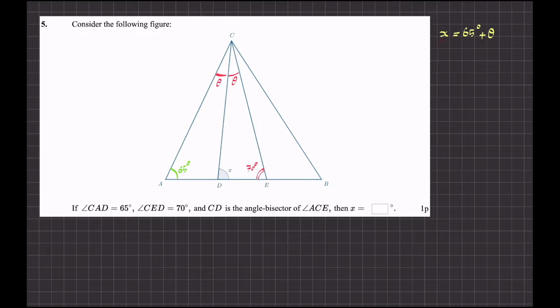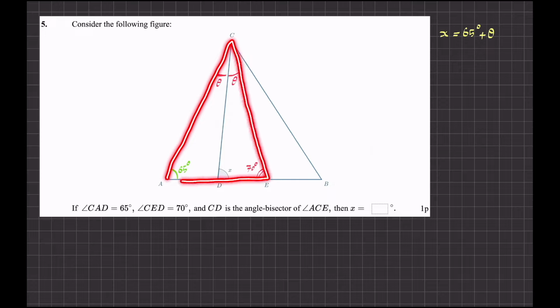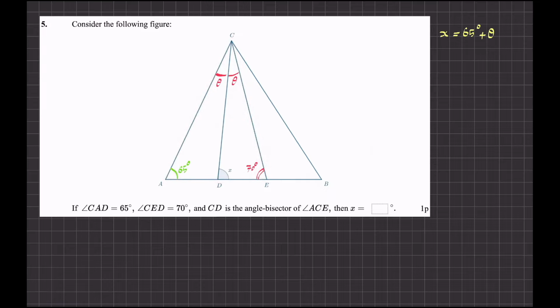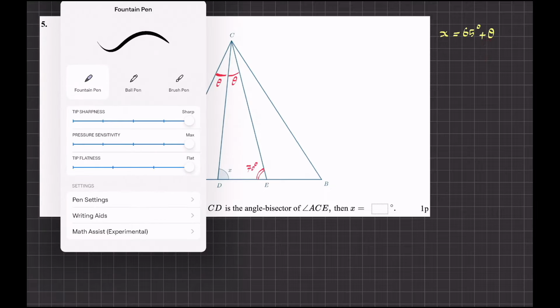Then it is not hard to consider this bigger triangle here, because we know that the sum of all interior angles, which is 65 degrees, 70 degrees, and the whole angle here, which is 2 theta, it should be 180 degrees. And it will help me to find theta. When I have theta, I put it here in this formula and I find my x. So let us do that.